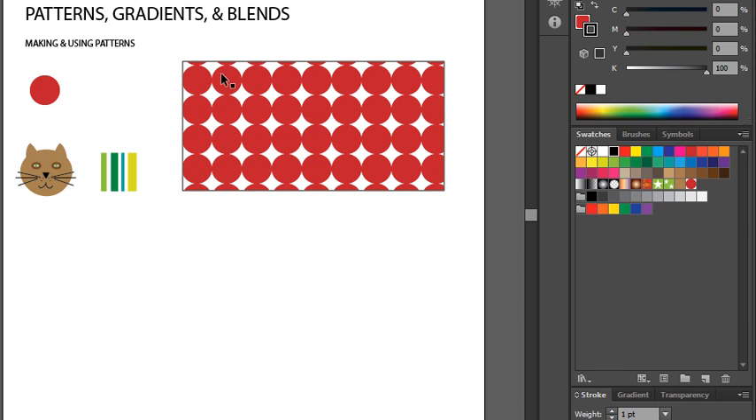Now, this pattern is really tight. All of the circles are touching on top, bottom, left, and right. And if you wanted to have a little bit of breathing room around the circles, you would need to create a larger space around your pattern before dragging it into the swatches.